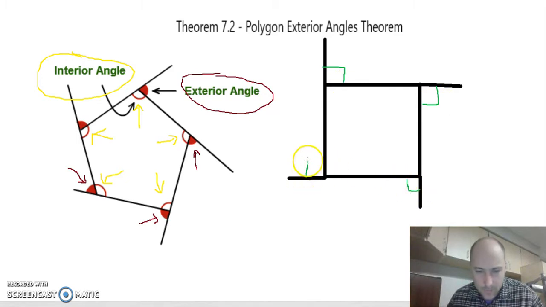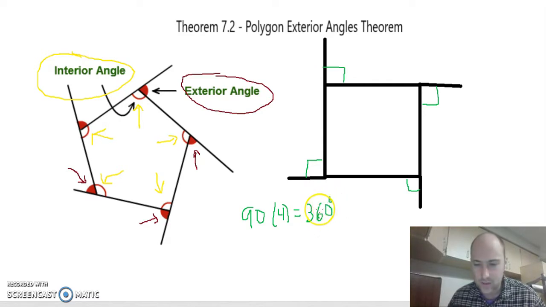Now, if we sum those up, there are 4 exterior angles because there are 4 sides to a square. So we have 90 plus 90 plus 90 plus 90, or 90 times 4, and that equals 360 degrees. What's really interesting about this theorem is that this 360 degrees is always going to hold true, no matter how many sides. So this 5-sided polygon over here is also going to sum to 360 degrees if we sum those exterior angles.